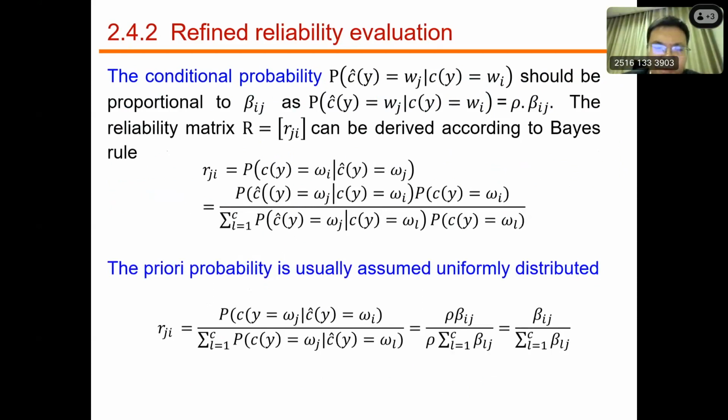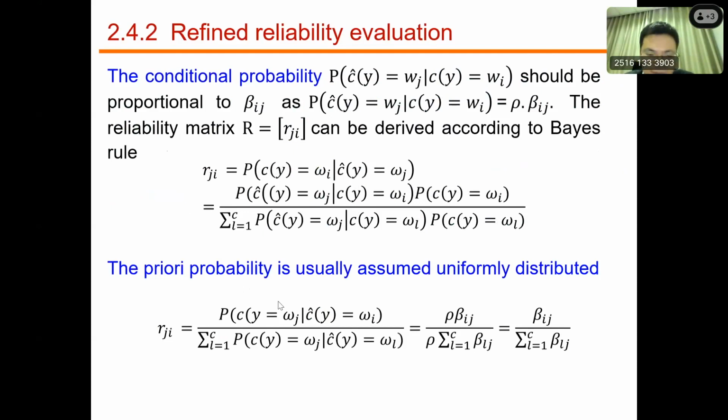So we have to calculate this conditional probability: when the object's predicted label is omega j, the probability that the object truly belongs to omega I. This can be calculated according to Bayes rule. A very simple Bayes rule. We consider the prior probabilities equal, so they can be omitted.